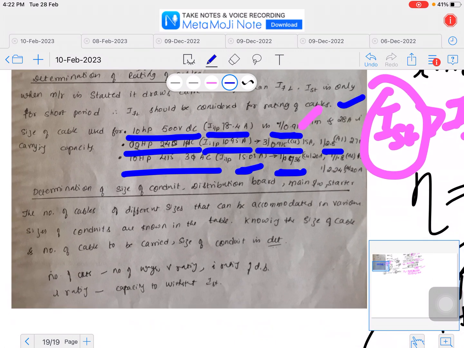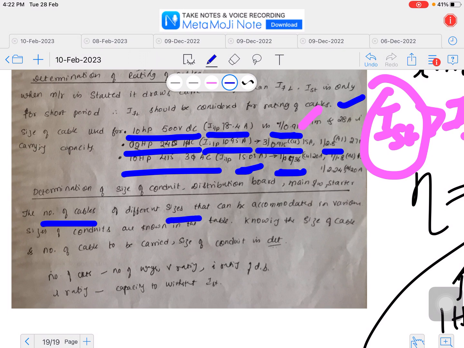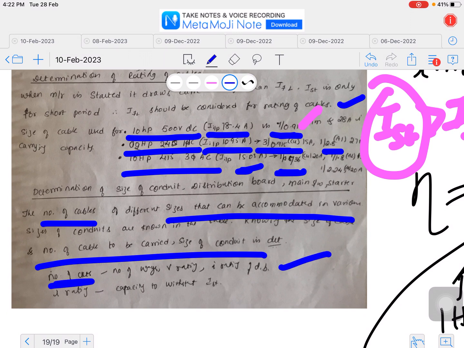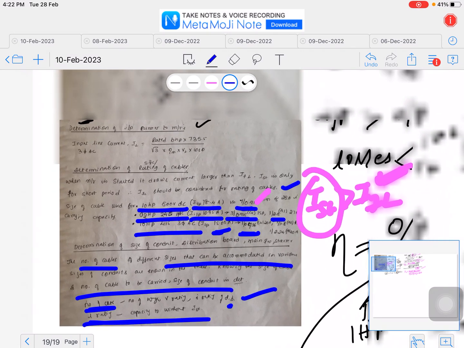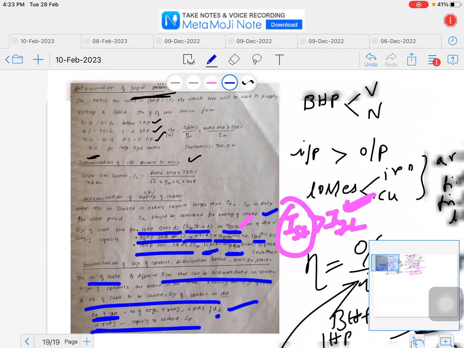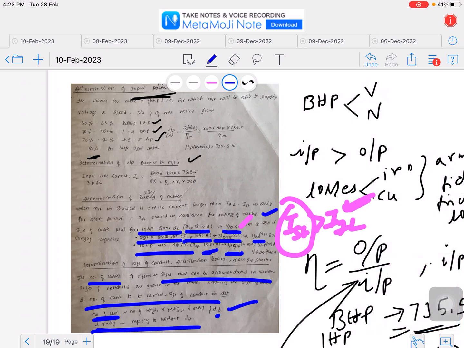If you have to find out the conduits and the distribution board, the number of cables of different sizes that can be accommodated can be found out using the number of circuits, how many ways, and the voltage rating. The distribution board current rating will be the capacity to withstand the starting current.